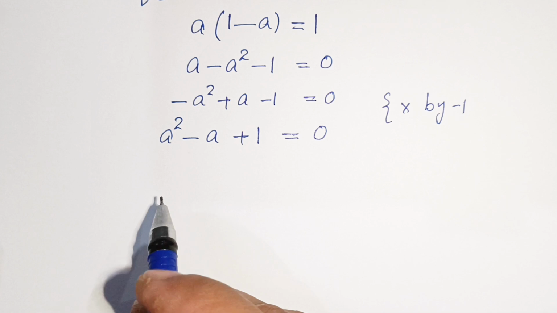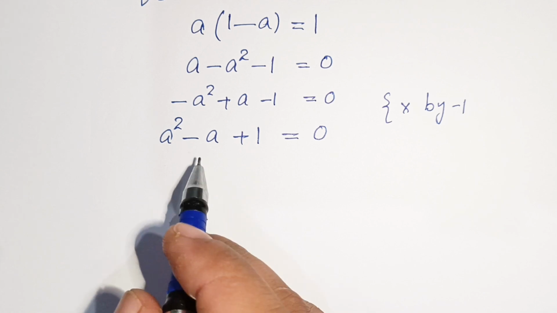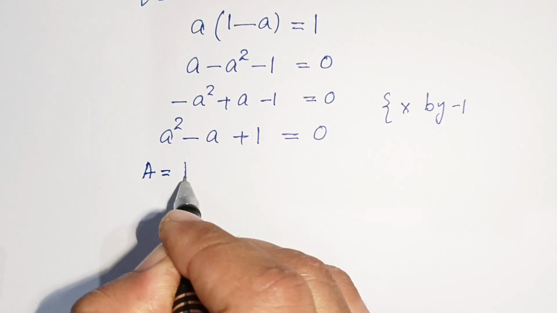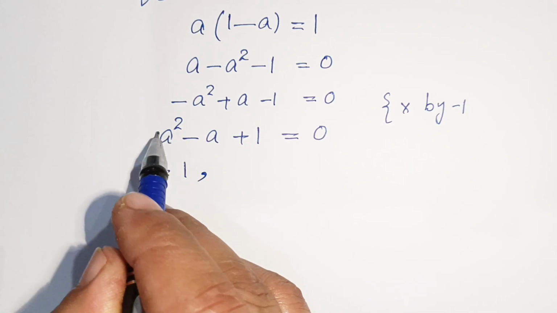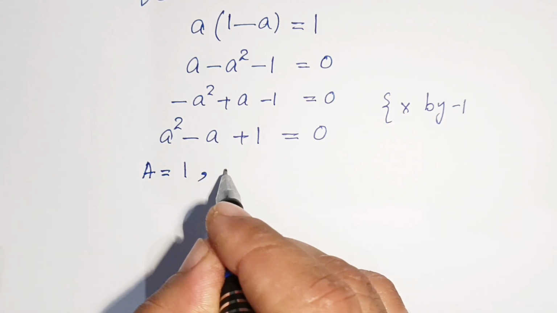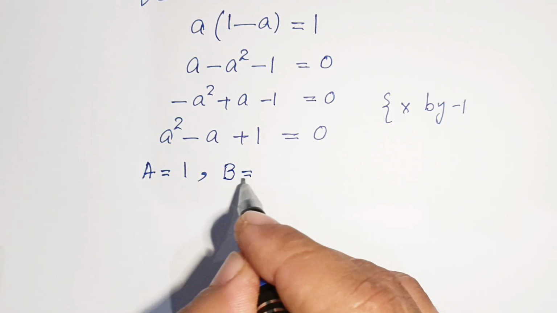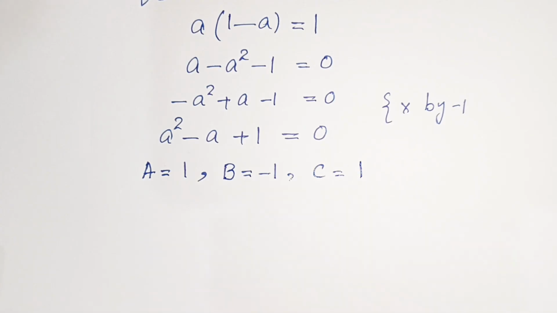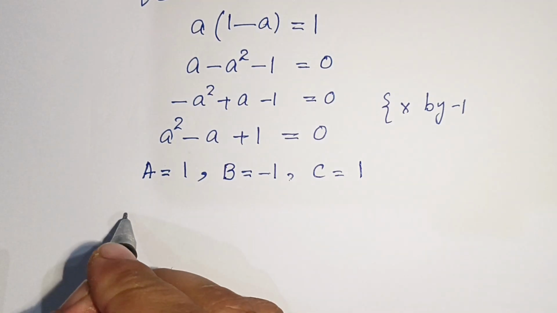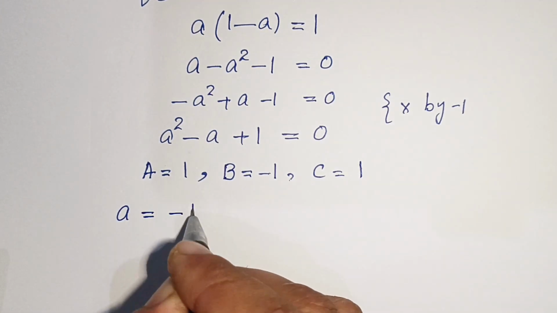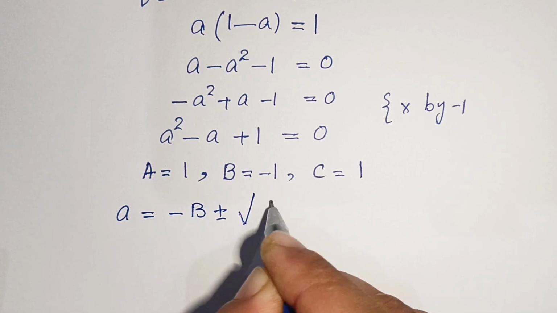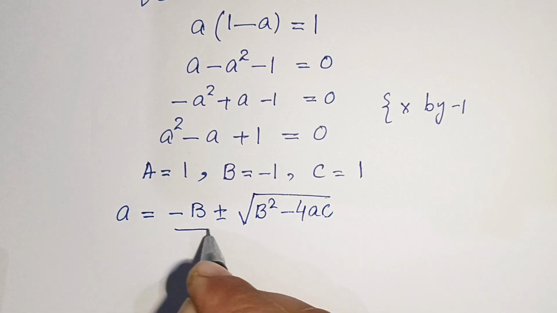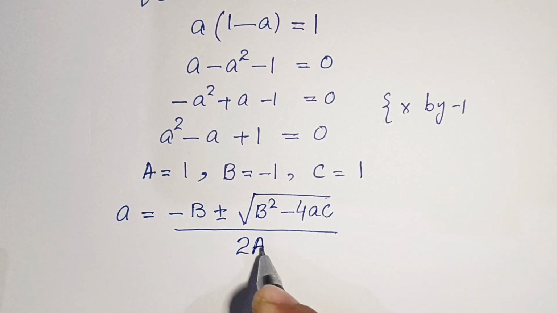Here it is our quadratic equation, so we have to solve it by using the quadratic formula. Let us consider the value of a is equal to 1, because the coefficient of a squared is 1, the coefficient of a is minus 1, so we write b is equal to minus 1, and c is equal to the constant, which is 1. Now using the quadratic formula, a is equal to minus b plus minus square root of b squared minus 4 times a times c, all over 2 times a.